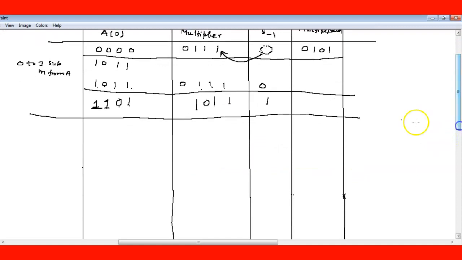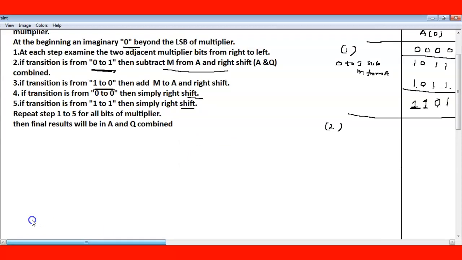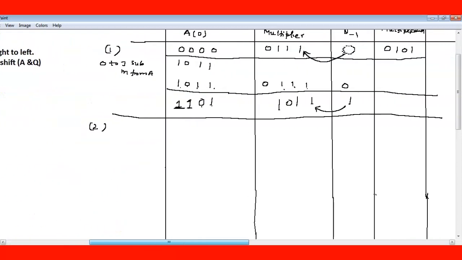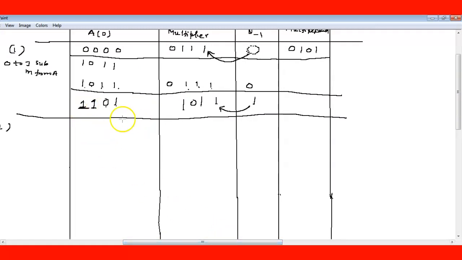Now again I have to repeat it. This is the one operation is over. We have to do 4 operations for 4 bits. So next is again examine the LSB, 1 to 1. Whenever the transition from 1 to 1 is there, simply do the right shift. There is no addition, no subtraction. So you have to do the right shift here.